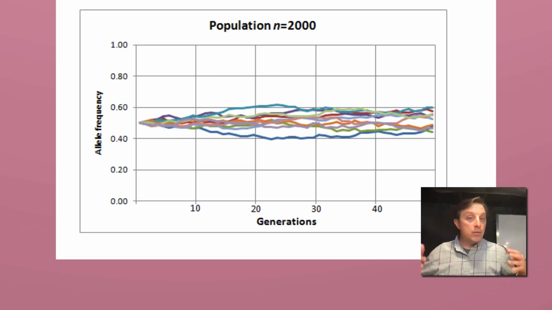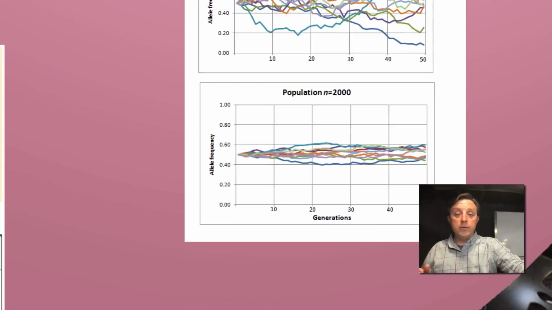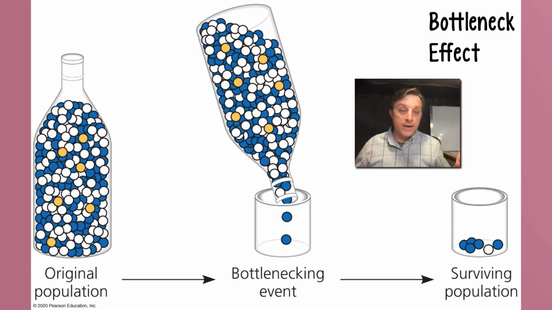So the other piece that we need to think about with this genetic drift and the small populations is what would cause a population to become small. And there are a few events that could happen.